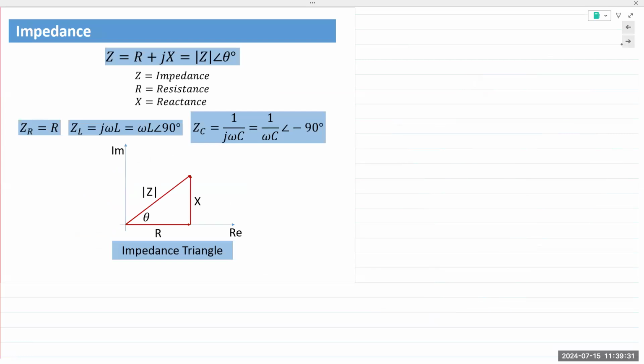Then let's go to impedance. Impedance comes from the word impede, same way as resistance comes from the word resist. Resist, of course, means we're resisting or opposing the flow of electrons, the flow of current. So all three words are kind of synonyms in this case. We have impedance, resistance, and reactance. These are new terms. Let's see what each one of those means.